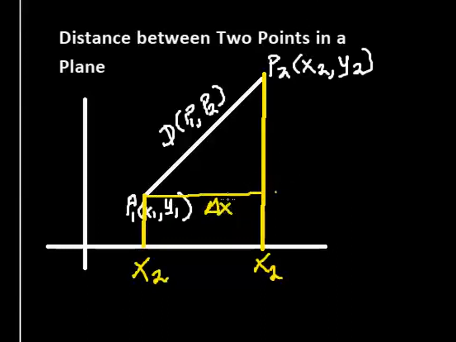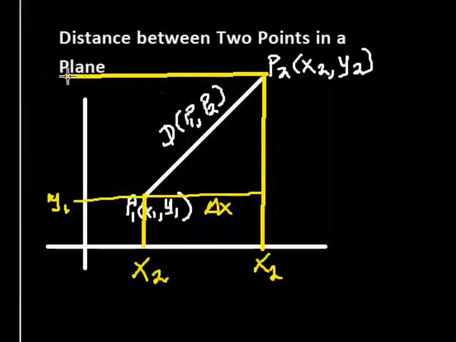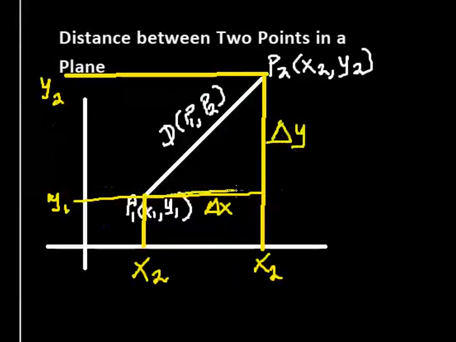Now the same goes for when I trace this, this is my y1. If I trace this in a straight line, please pardon the graph, I'll just write it there. This is my y2. So that means the distance from here to here becomes delta y, that is y2 minus y1.